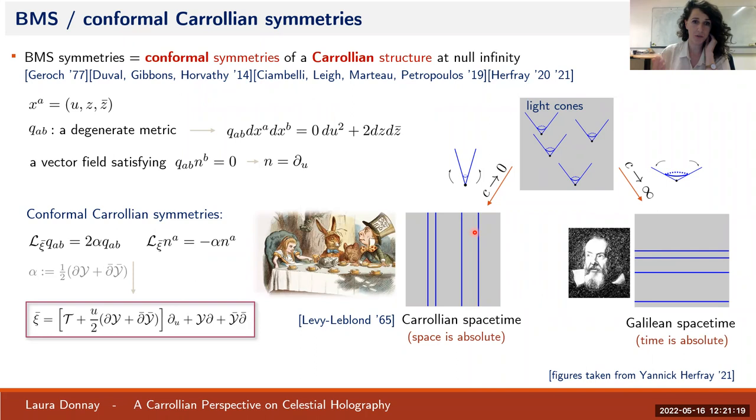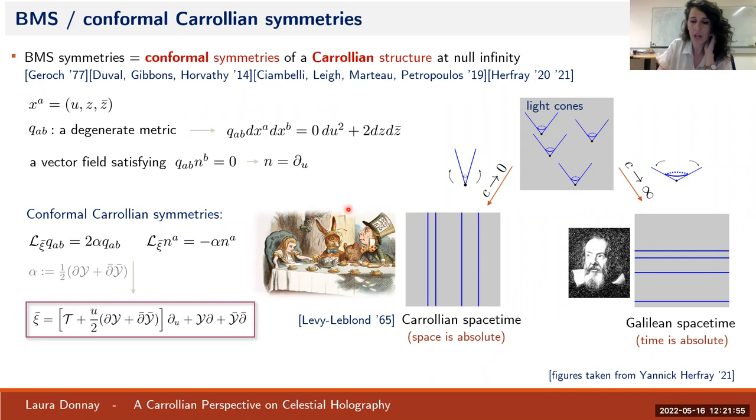This means that observers in a Carrollian spacetime are totally acausally related. There is no causal event that can relate them. And this led Lévy-Leblond to call this spacetime Carrollian, like very much what happened to Alice when she's living her adventures, as it seems that, for instance, in this chapter of the Mad Tea Party, the different characters are not related in any causal way.